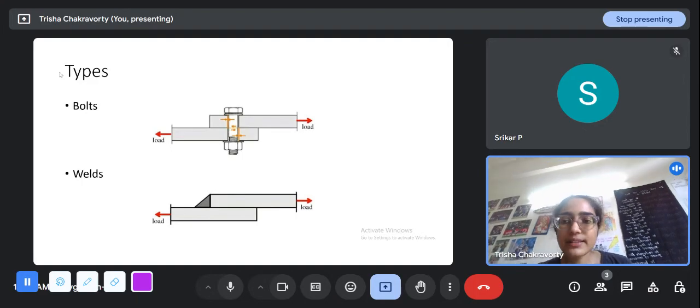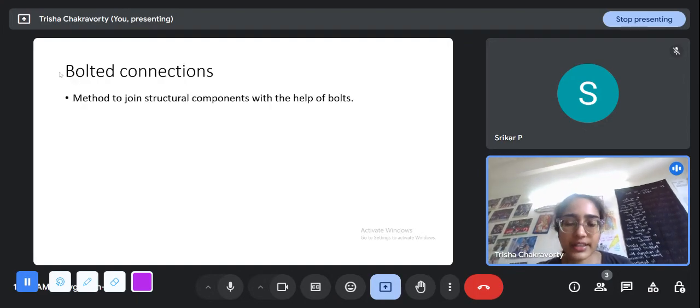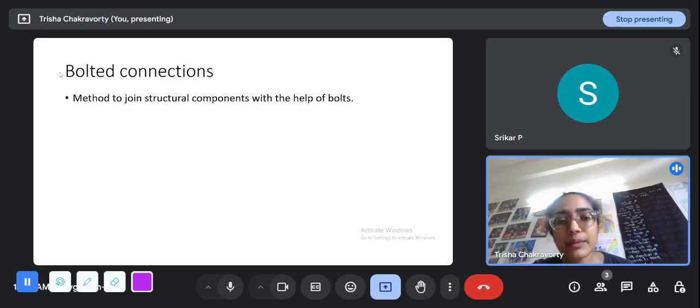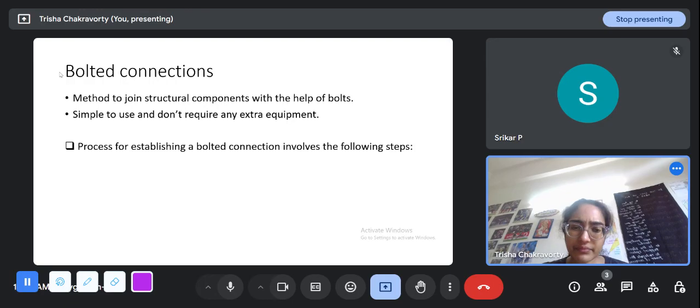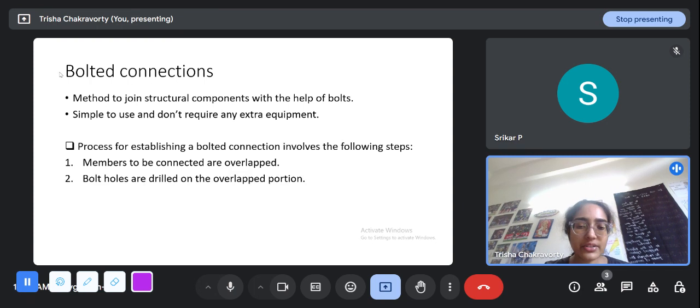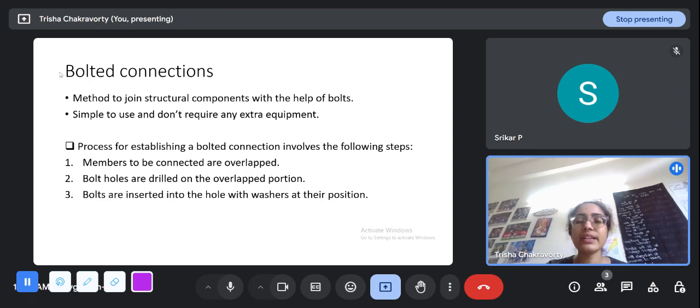Types are bolts and welds. Bolted connections are methods to join structural components with the help of bolts. They are simple to use and don't require any extra equipment. The process of establishing a bolted connection involves the following steps. Members to be connected are overlapped. Bolt holes are drilled on the overlap portion. Bolts are inserted into the hole with washers at their position.